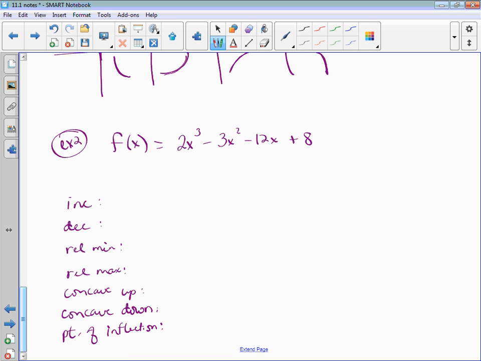Yep. All right, guys, so I'm going to give you a few minutes here. Try this one and see how you do. Well, you need the first derivative to figure out increasing, decreasing, max, min. And then you do the second derivative for concavity and inflection.